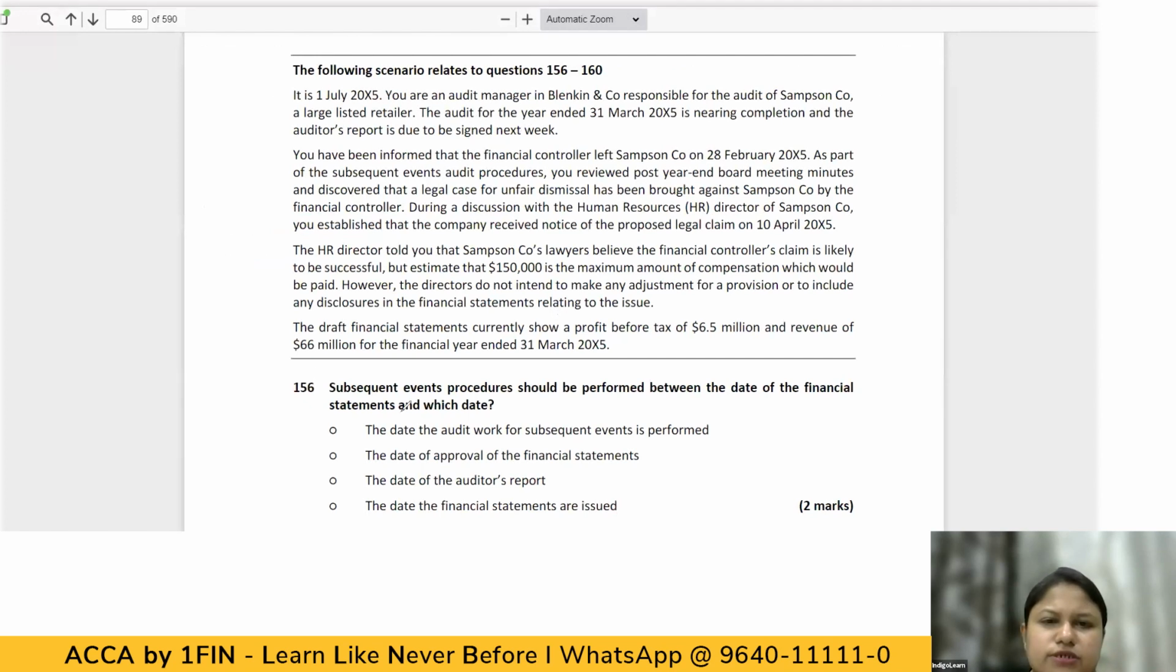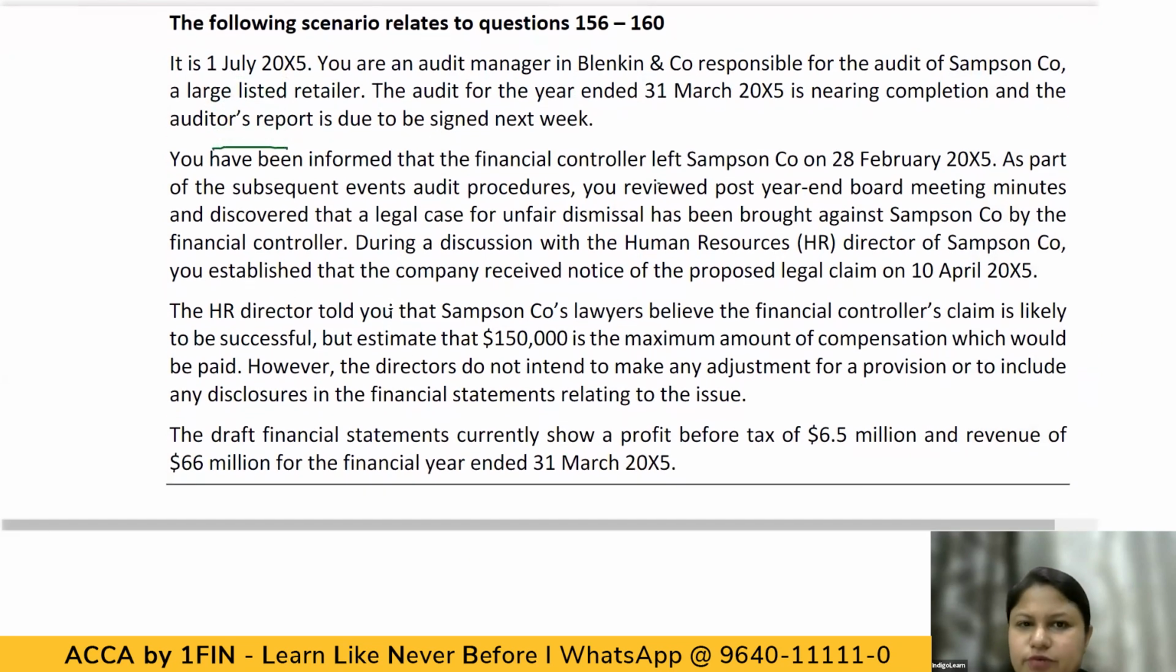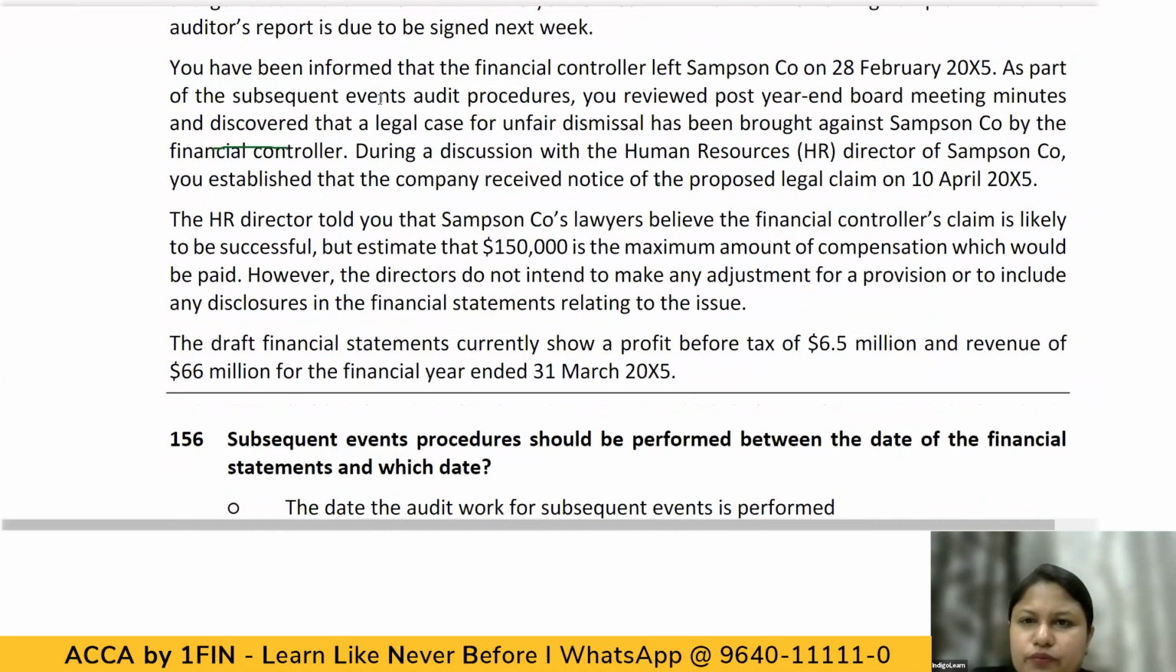So there is a scenario given to us, and all the upcoming questions from 156 to 160 are going to be based on this. So reading has to be proper here. It is 1st of July 2015. The following scenario relates to questions 156 to 160. You are an audit manager of Blanklane and Company, responsible for the audit of Samsung Company, a large listed retailer. The audit for the year ended 31st March 2015 is nearing completion, and the auditor's report is due to be signed next week. So we are now in the last leg of the audit. So basically, it is obviously talking about completion and review.